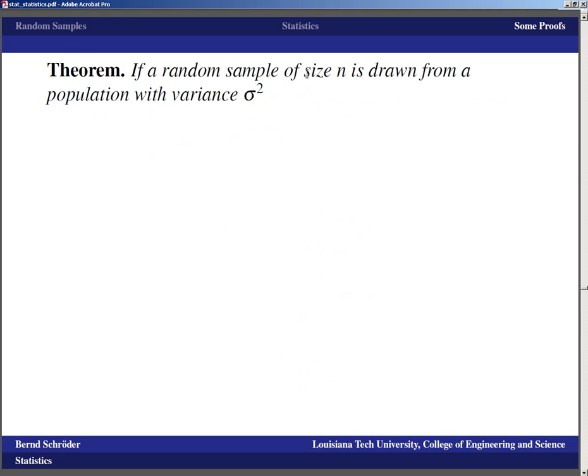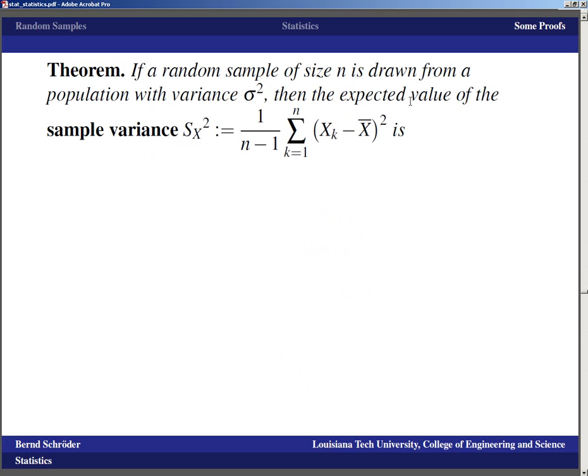Okay, we also want to talk about the variance. So if we have a random sample of size n that is drawn from a population with variance sigma squared, then the expected value of the sample variance, s sub x quantity squared, which is 1 over n minus 1 sum k equals 1 to n of xk minus x bar quantity squared, is sigma squared.